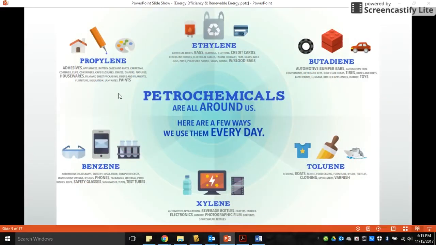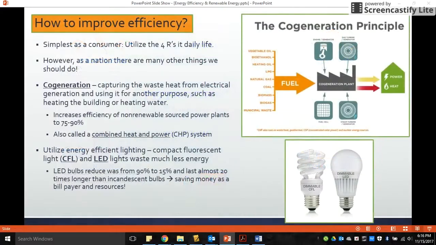Here's a great infographic about what petrochemicals are. So we have different types of petrochemicals all around here, and they make all of our different products. So you'll have a computer monitor, some photo paper, plastic bottles, plastic bags, Legos. You think of it, name it. If it's made of plastic, you think it might be made of oil, it probably is. It is a petrochemical. So how can we improve energy efficiency?